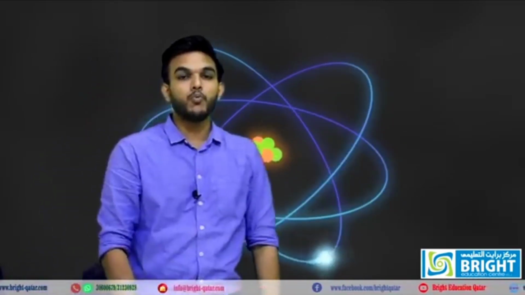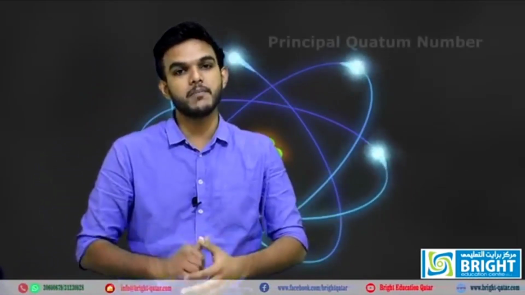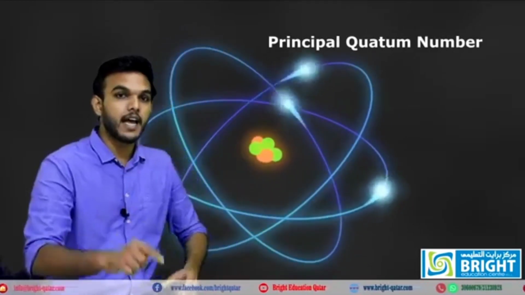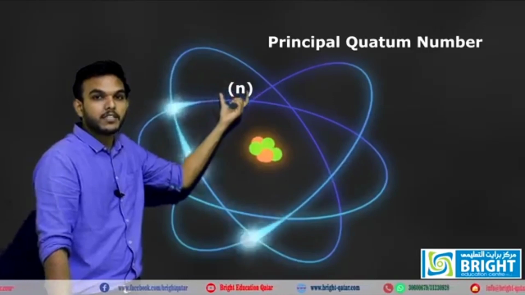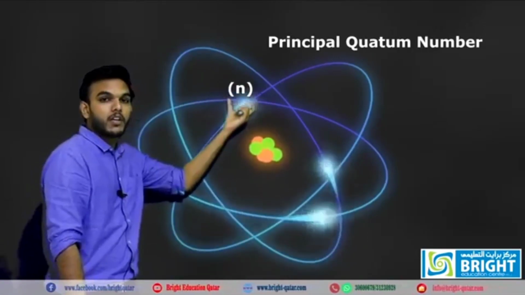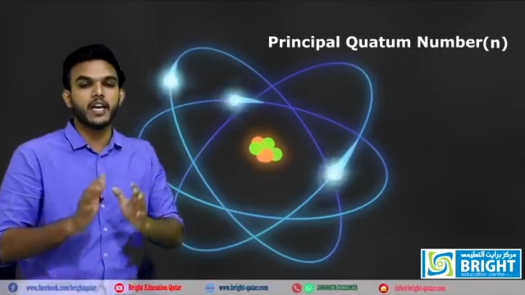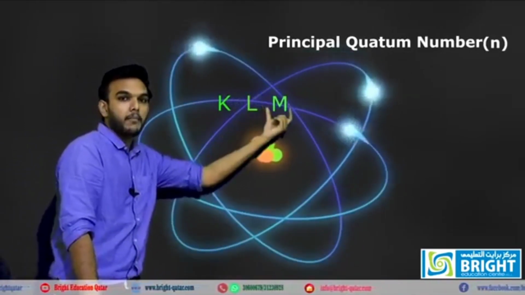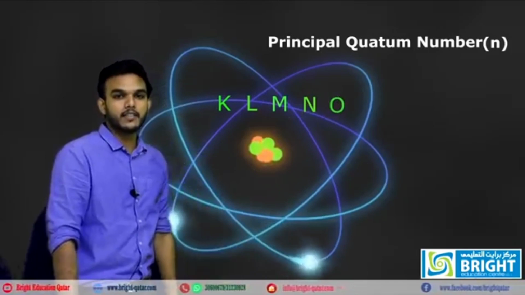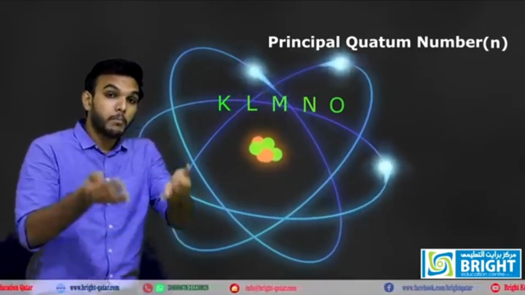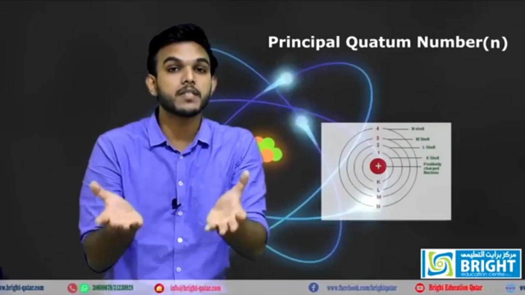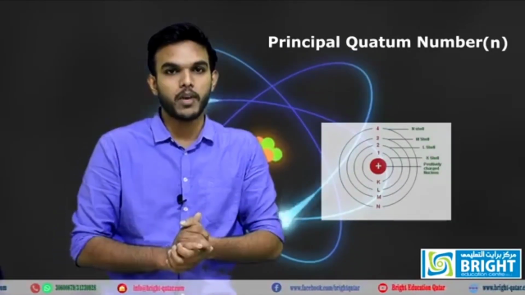So first of all, we are going to discuss the principal quantum number. As we discussed, it is represented by the small letter n. The principal quantum number explains about the shell, represented as K, L, M, N, O, and so on. That's why from the principal quantum number we get the size, that means it represents the shell number, okay?